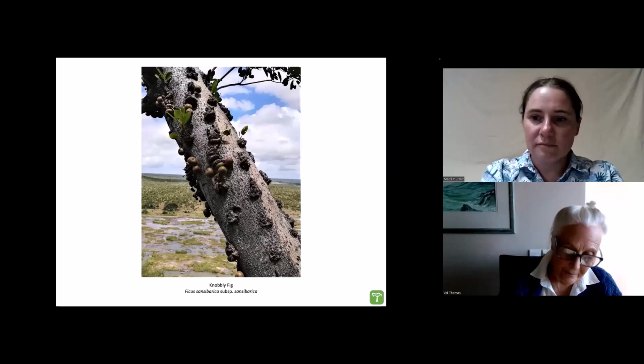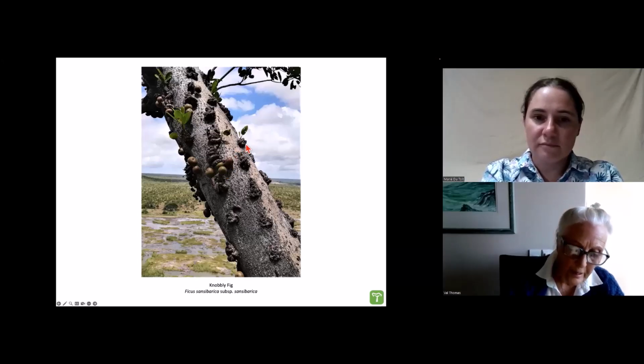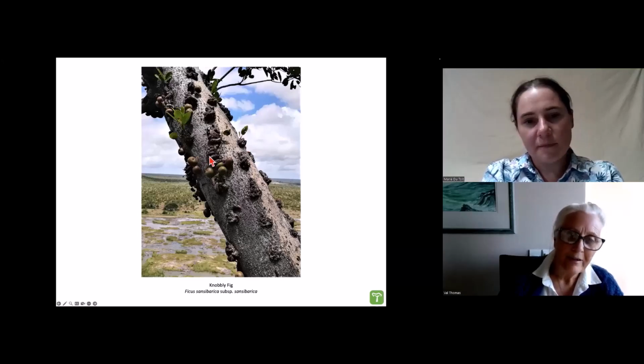This picture here is of the knobbly fig, Ficus sansibarica, in Olifants camp, Kruger. You can see the beautiful Olifants River behind it. Here's why it's called knobbly fig, because the old fruit stalks turn into little knobbles. Now, this tree was planted by Piet van Wyk in the camp at Olifants, and it's thriving there, and you can see it literally where the restaurant is.